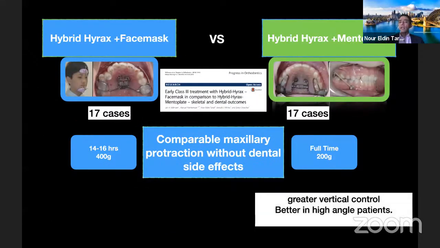So the protraction of the maxilla was comparably the same without dental side effects in both groups. But if we're using a miniplate in the mandible, we're going to have greater vertical control. And so this could be a better treatment in those cases where we have more need for vertical control, like high angle class 3 cases.